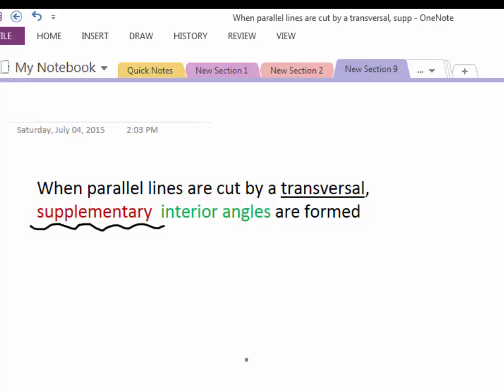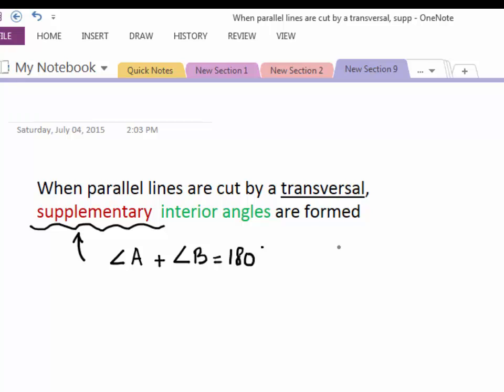From the previous lesson, we know that supplementary means what? That if angle A and angle B are supplementary, that means their sum is equal to 180 degrees. This is the meaning of supplementary. Now, what is the pattern? We know alternate angles have the Z pattern. We know corresponding angles have the F pattern.